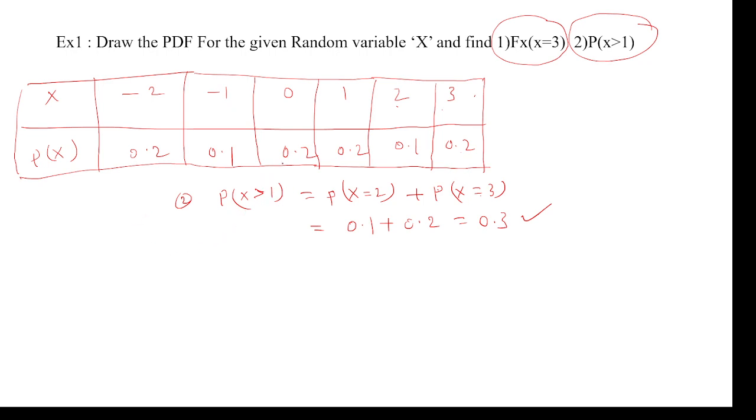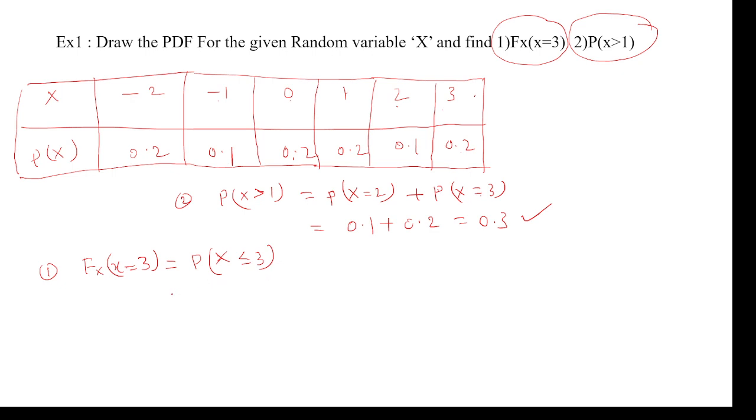For example, if it is x less than 1, the values less than 1 are 0, -1, -2. So that means 0.2 plus 0.1 plus 0.2 is equal to 0.5. And similarly, the first bit, we need to find F of x at x equal to 3. The formula is P of x less than or equal to 3. So according to the CDF, the capital F of x equals P of x less than or equal to 3.